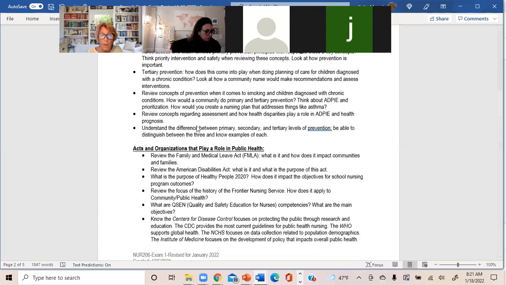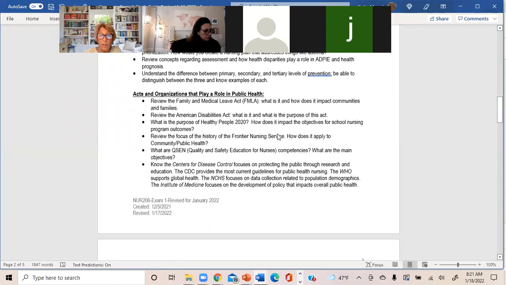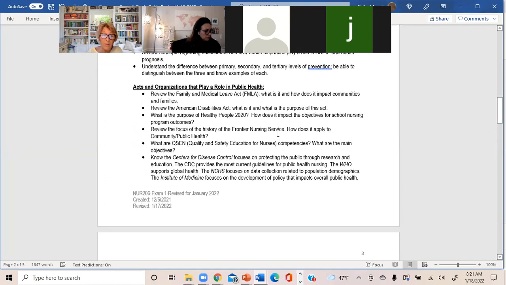Understanding the difference between primary, secondary, tertiary level. We've talked about that. Be able to distinguish between the three and know examples of each. And I can tell you the HESI at the end of the term is heavily focused on primary, secondary, and tertiary. So you have to be able to identify primary, secondary, tertiary with each different topic.